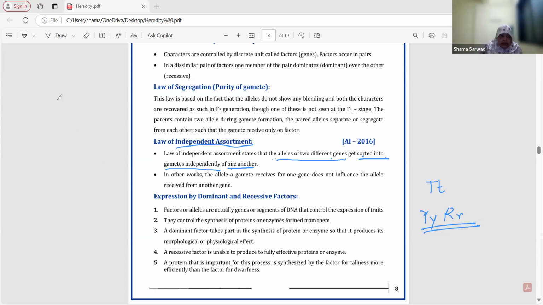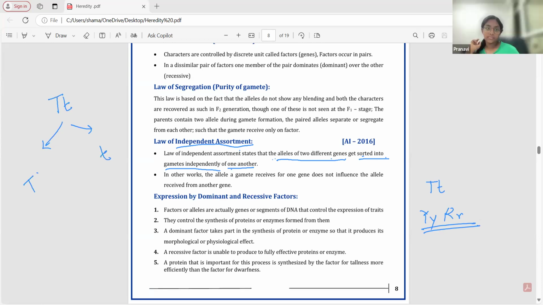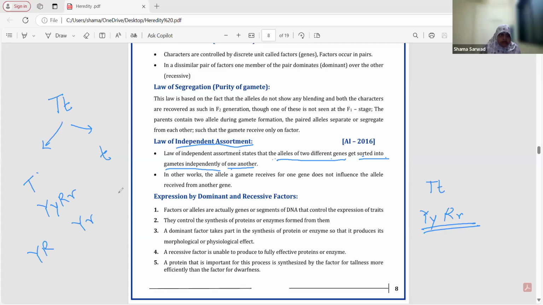Segregation means to separate. Capital T, small t will be segregated as capital T separately, small t separately. And if I have to form the gametes for capital Y, small y and capital R, small r, that will be capital Y capital R, then capital Y small r, then small y capital R, and the other one is small y small r.